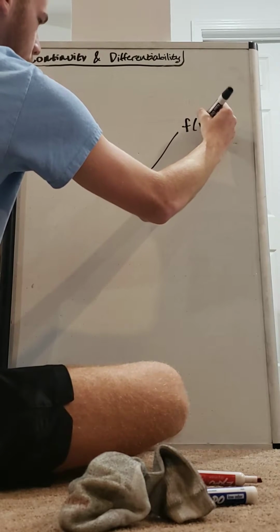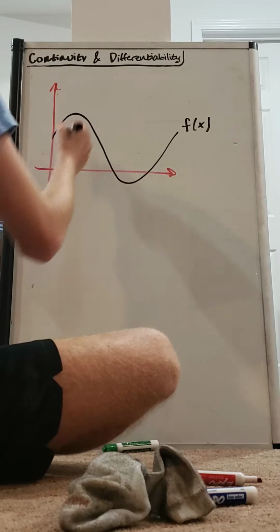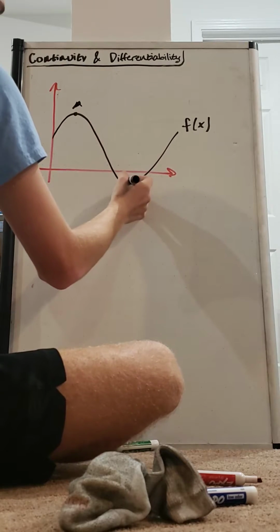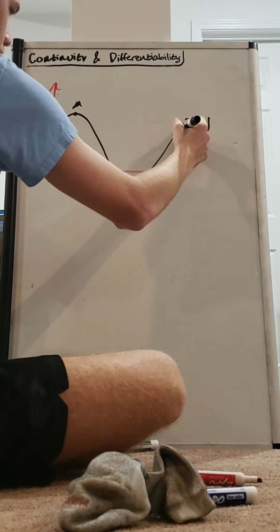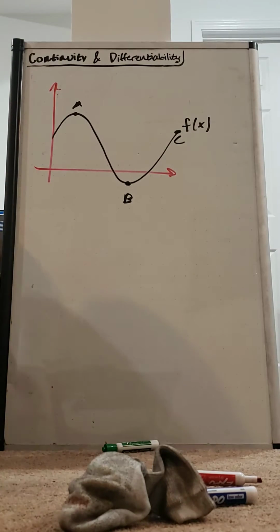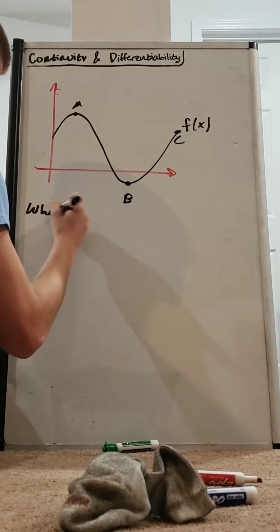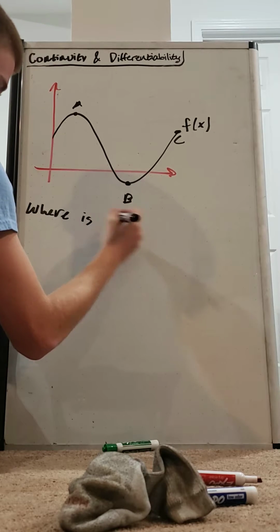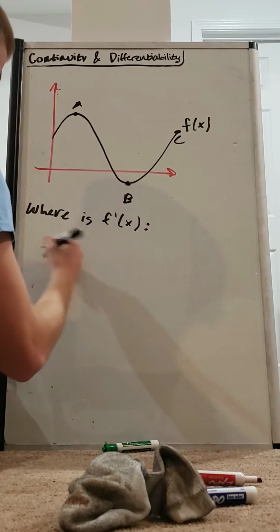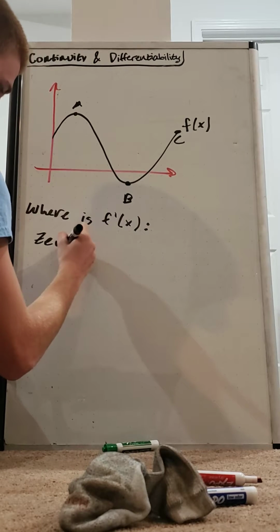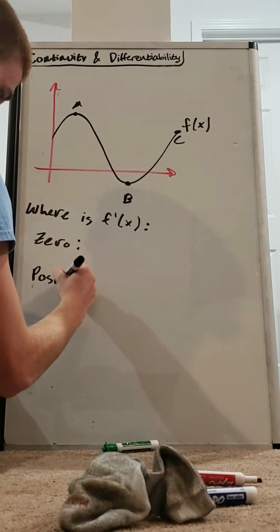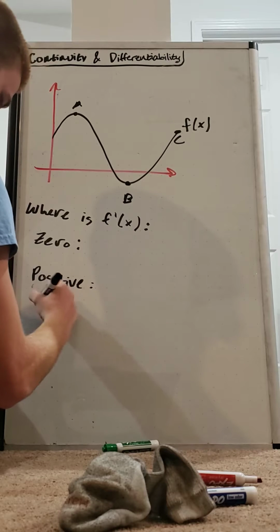This is our f of x. I'll label these points A, B, and C. So if we asked, where is f prime of x, when is it 0, when is it positive, and when is it negative?